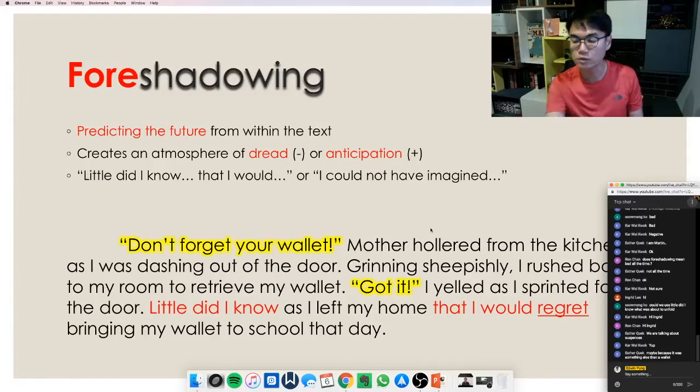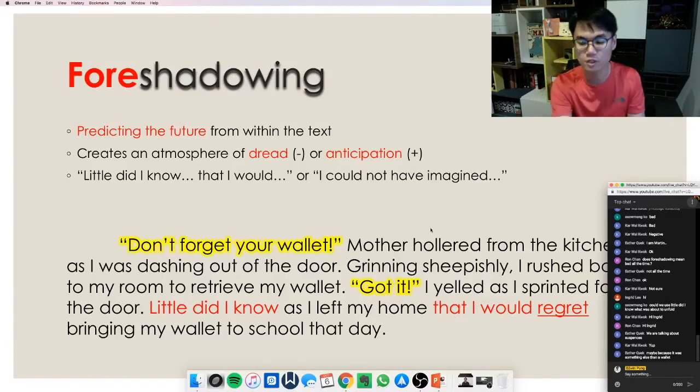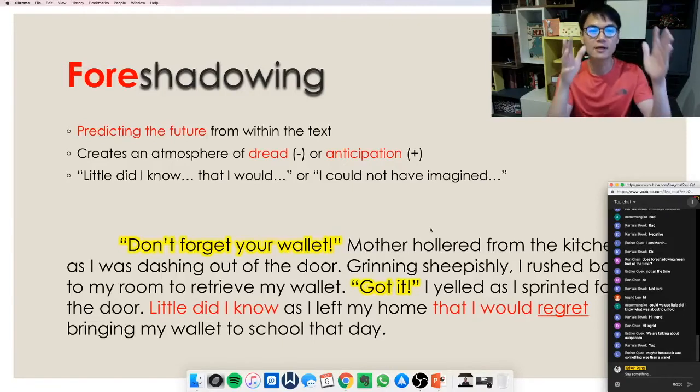And as I go into the other strategies, you'll see that I use the wallet in different ways when I use different strategies. So this is the first strategy, foreshadowing, and it builds suspense in the reader, because the reader is now going to wonder, oh dear, how does the wallet make you regret at the end of the day? Your reader will want to read on to find out more. That's one of the very powerful techniques for creating suspense.